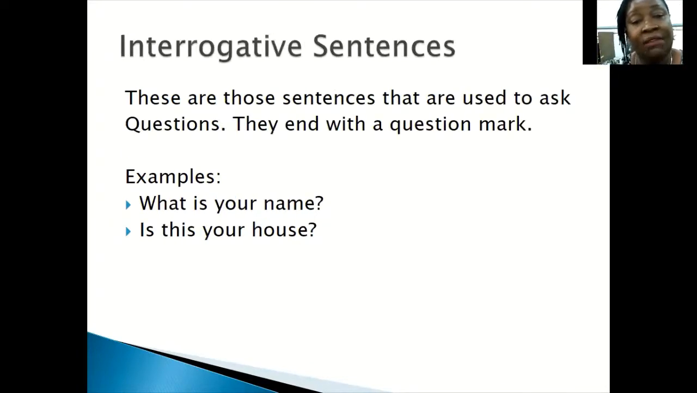In the case of the interrogative sentences, they are those sentences that are used to ask questions, and they usually end with a question mark. For example, what is your name? Is this your house?